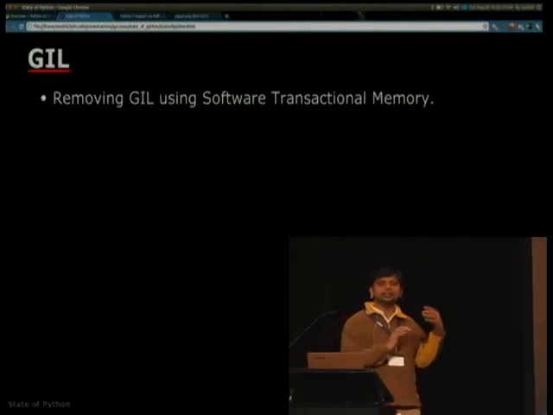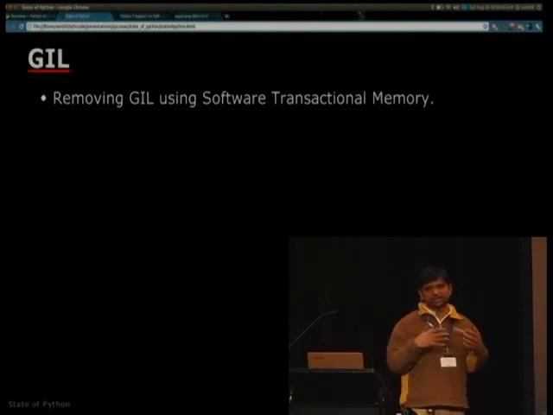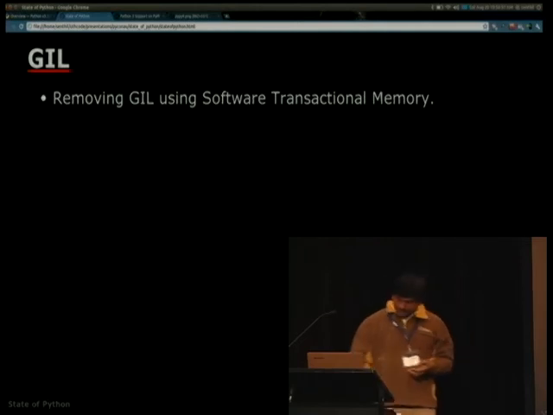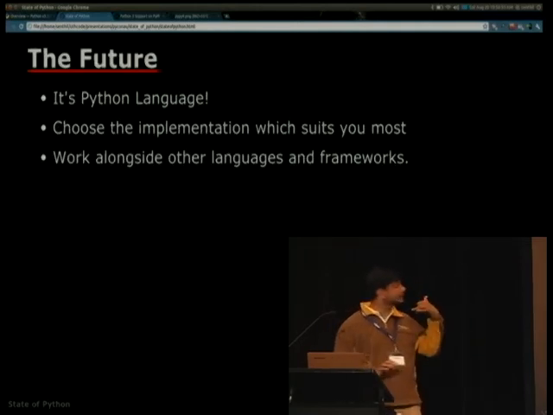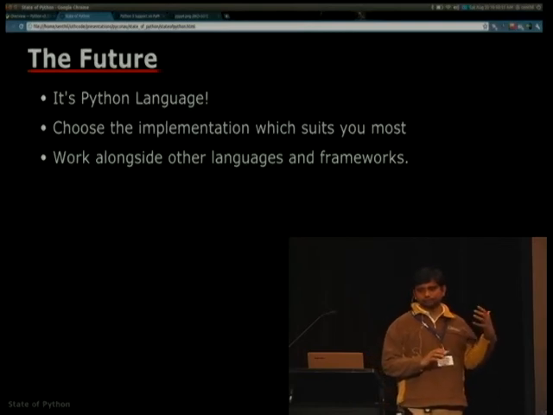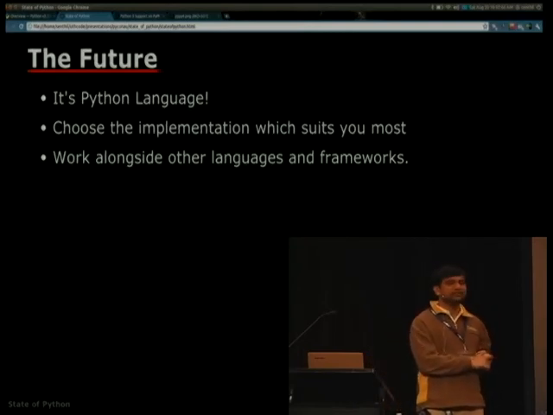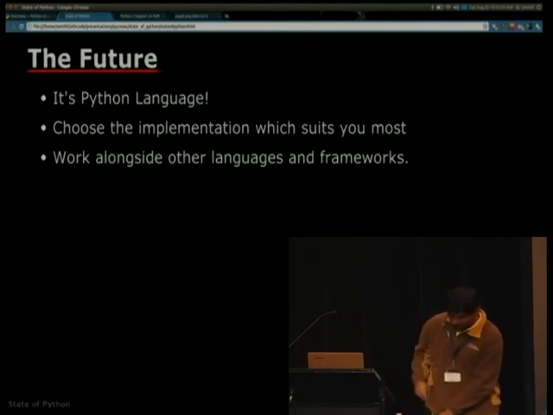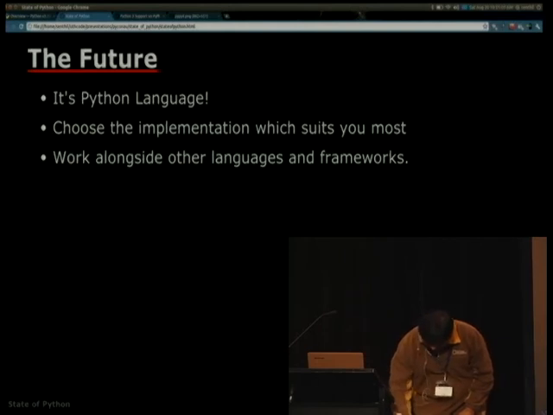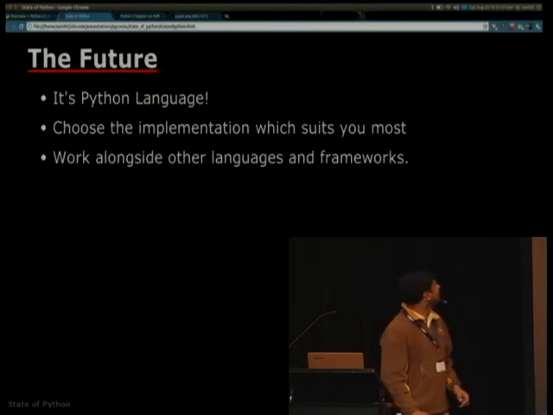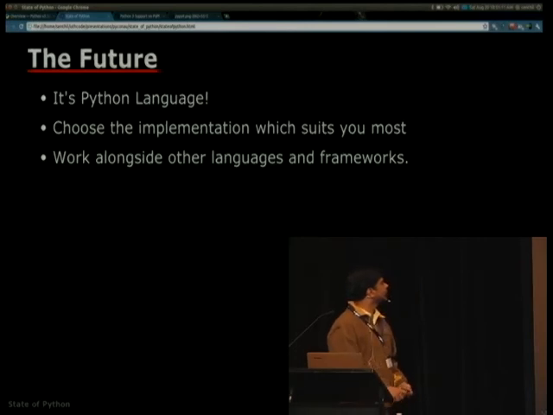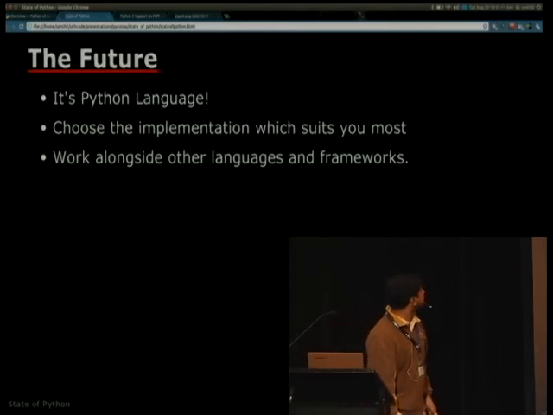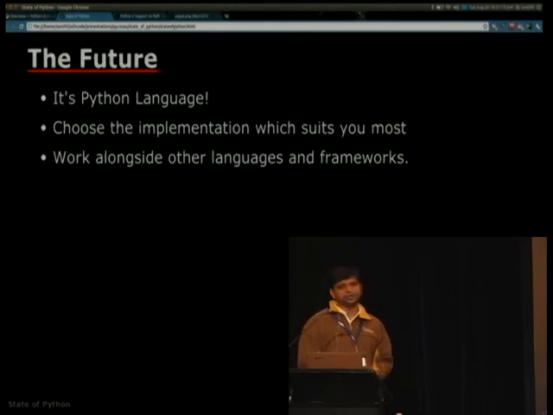The previous slide showed the speed comparisons, available at speed.pypy.org, which shows how Python speeds up. And the final slide is about the future. It's Python the language. We all will be writing Python, and you will not care what interpreter you will be using. Choose the implementation which suits you most. Work alongside other languages and frameworks. That's the future, and you should be happy that there's so much going on in the Python world.